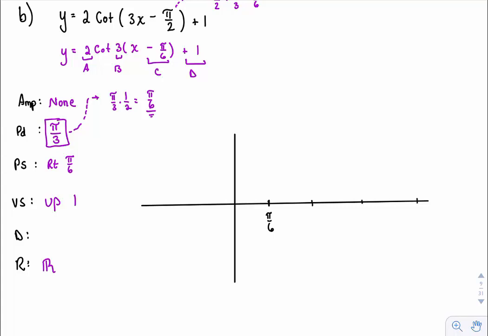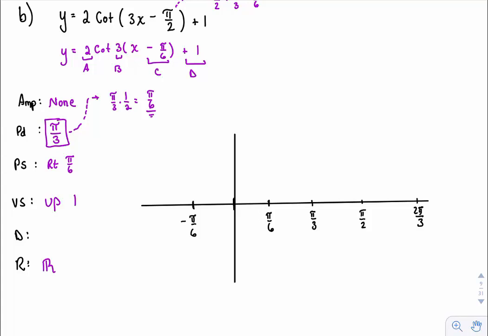So my next spot here is going to be 2 pi over 6, so pi over 3. And then I have 3 pi over 6, which is pi over 2. And then 4 pi over 6, which is 2 pi over 3. Now I'm going to go to the left. If I go to the left, I actually do touch the y-axis. If I go one more point, I'm going to be at negative pi over 6, and that seems good enough for me. Now, this one does happen to have a vertical shift.